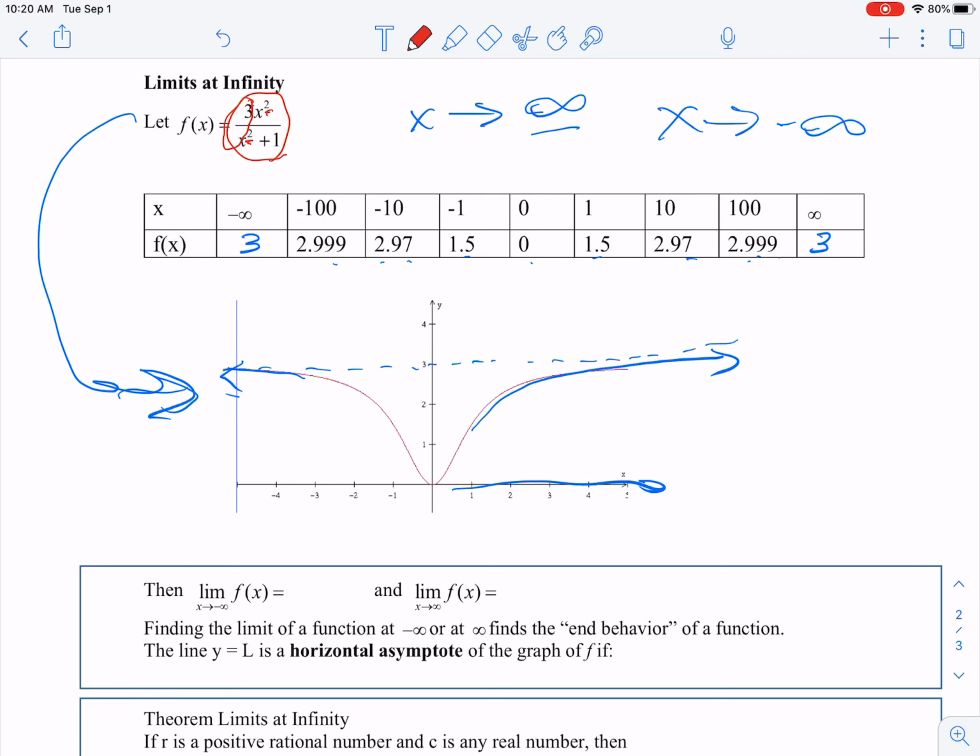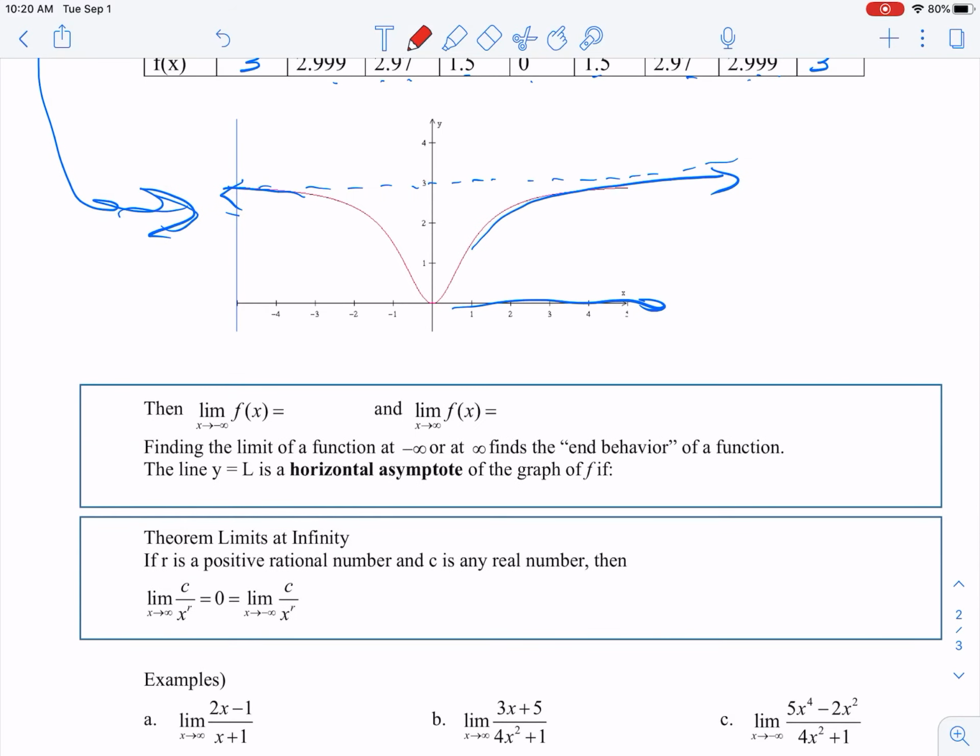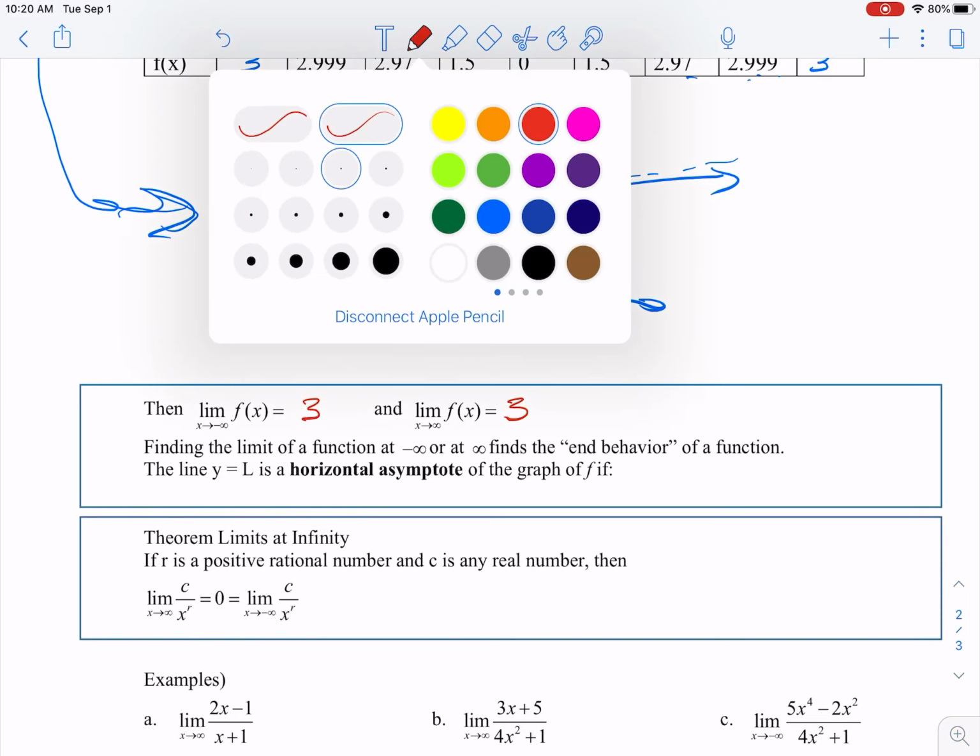Anyway, the horizontal asymptote was 3. All right, so in this case, the answer as it goes to negative infinity is 3. Oh, dang it. And positive infinity is 3. Let's go back to blue.